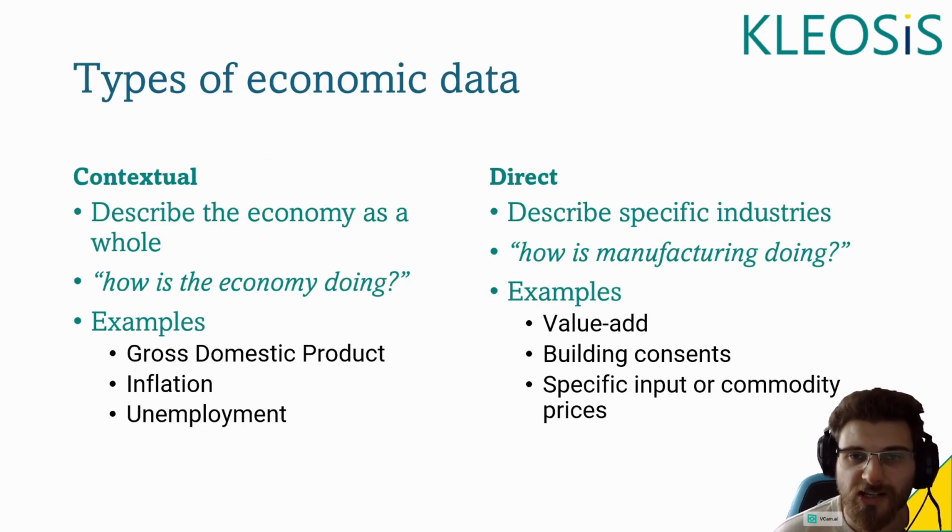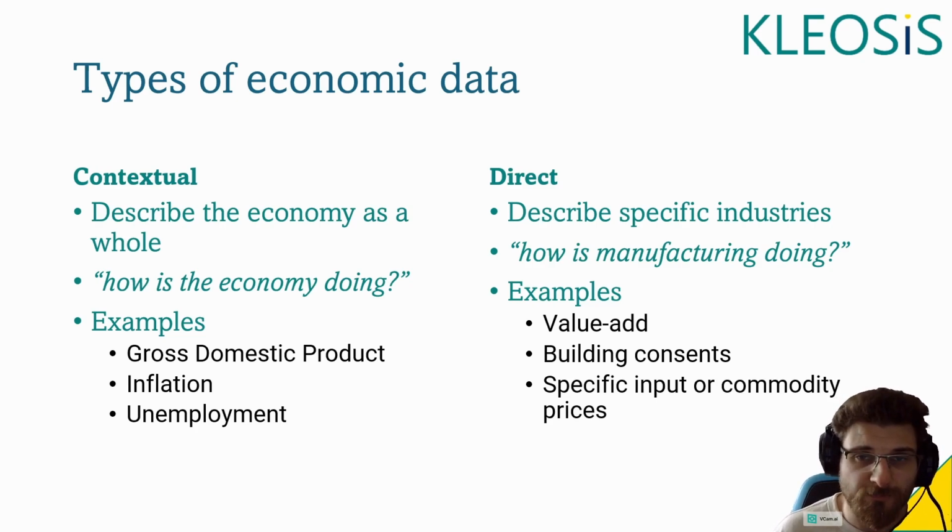So I've managed to disaggregate all economic data into two really broad types. This has come out of some reflection on my experiences as a professional economist. The first grouping I've made is what I've called contextual data. So this is going to be very broad brush, big strokes, like how is the economy doing? What are some pieces of data that might answer that? Examples of contextual data will be gross domestic product, inflation, and unemployment.